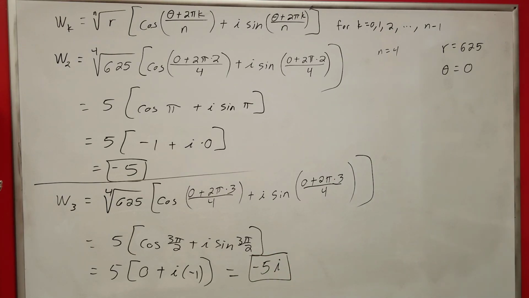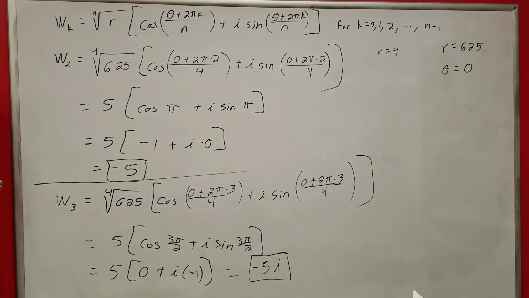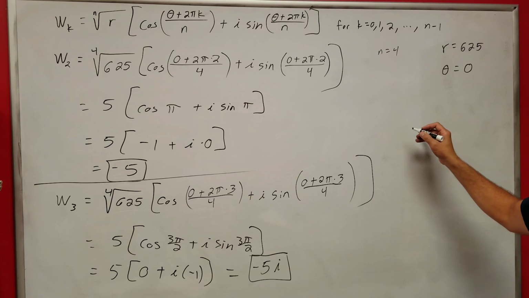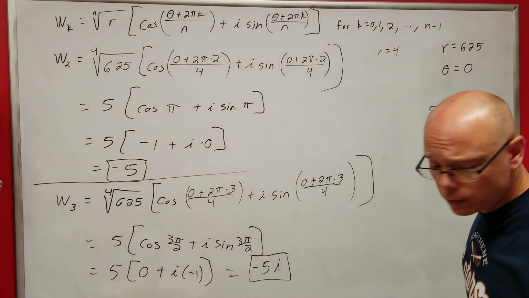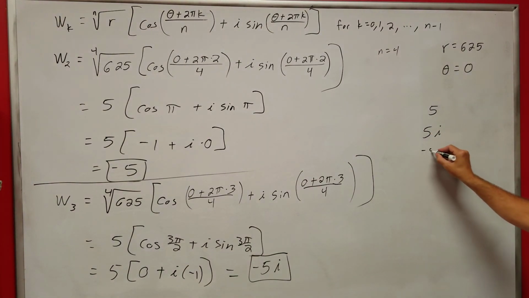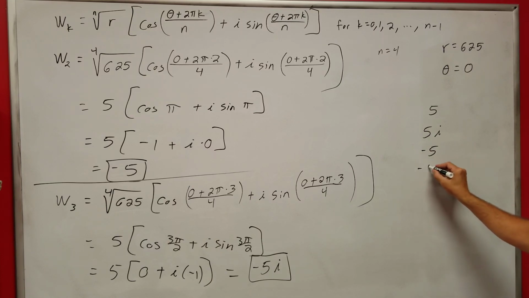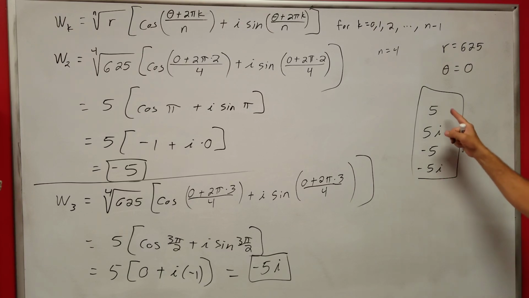Now, what did they tell me to find here? I'll go back to my other paper and look at my directions. They tell me to find the fourth roots of 625. Now, what are they? Well, what did we come up with the first one? 5? How about the second one? 5i. What else did we come up with? Negative 5. And then we came up with negative 5i. So what does that mean if these are the fourth roots of 625? It means if I take each one of these and raise them to the fourth, I will get what? 625.